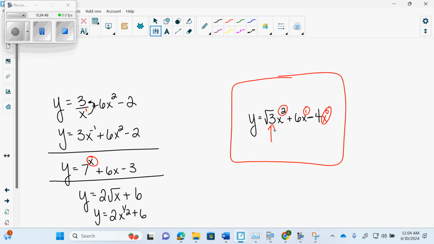Yeah. Could we go over what the domain and range of the other problem is? Yes. That's what we're going to do next.